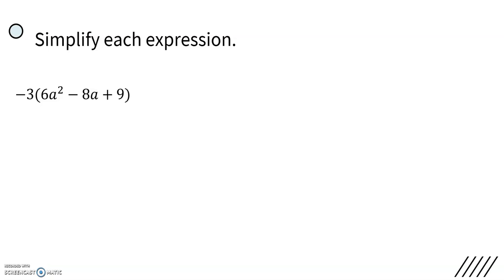Negative 3 times 6a squared minus 8a plus 9. Looking inside those parentheses, 6a squared minus 8a plus 9, there are no like terms, so there is nothing in there we can combine. That negative 3 out in front wants us to multiply everything inside the parentheses by the negative 3. Negative 18a squared. Negative 3 times negative 8 is plus 24a plus negative 27.